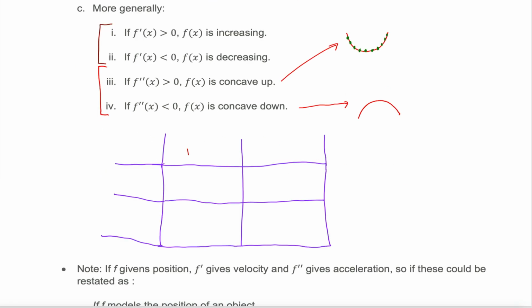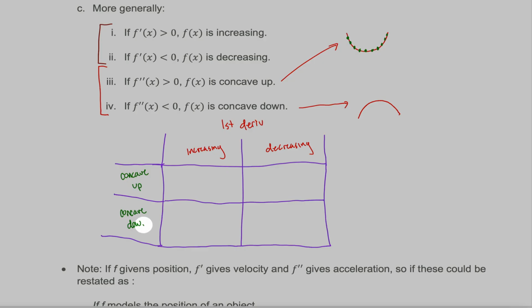Your function can either be increasing or decreasing. To figure out which it is, we have to evaluate the first derivative. Similarly, your function can either be concave up or concave down. And to understand which it is, we need to analyze the second derivative.